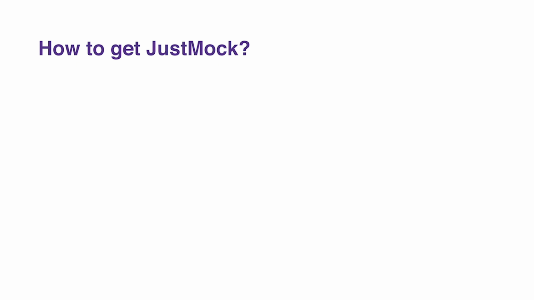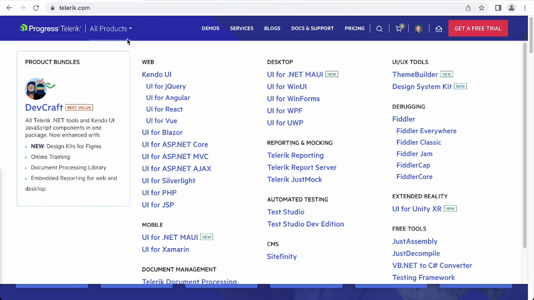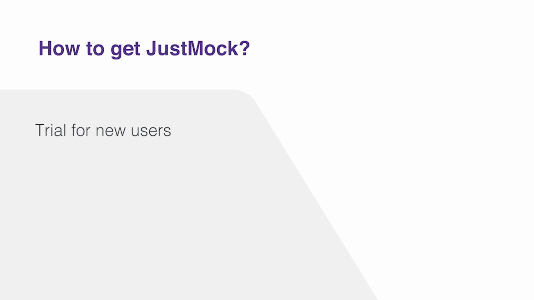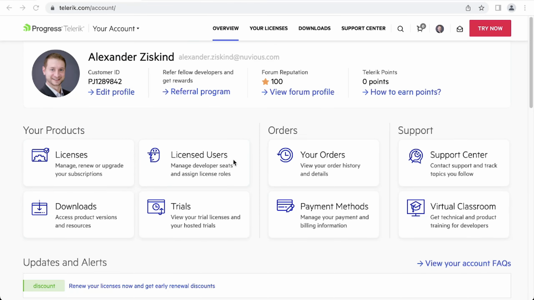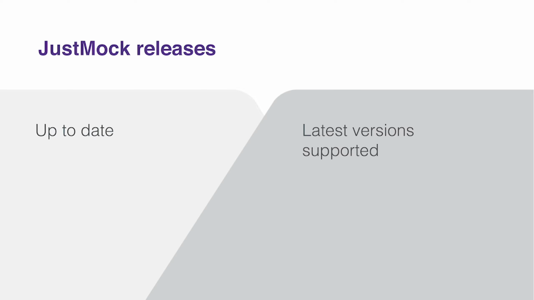How do you get JustMock? Well, if you're new to Telerik, you can download a free trial. On the Telerik.com homepage, you can select the All Products drop-down and then select Telerik JustMock here. This will take you to the JustMock homepage where you can download the free trial. However, if you are already a DevCraft Complete or a DevCraft Ultimate license holder, you already have access to JustMock, and you can download it from the My Account page. Remember, JustMock is always up to date with the latest C# and .NET releases and supports all the latest versions.